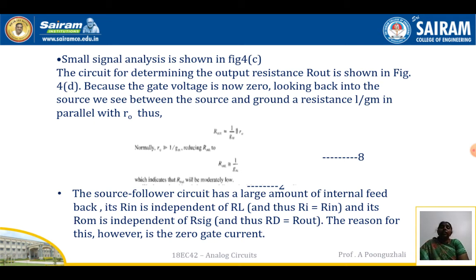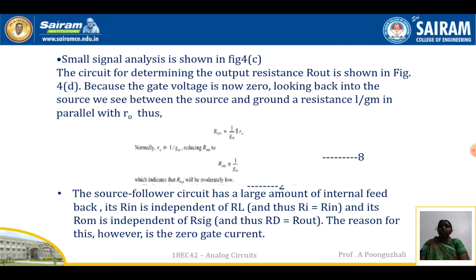The circuit for determining the output resistance is shown in figure 4d. The gate voltage is now 0. Whenever you want to find the output resistance, your input signal voltage should be 0, so the gate voltage is 0. Looking back into the source, we see between the source and the ground a resistance 1 by Gm, which is in parallel with your R0.